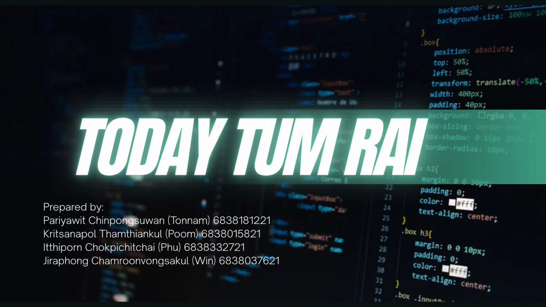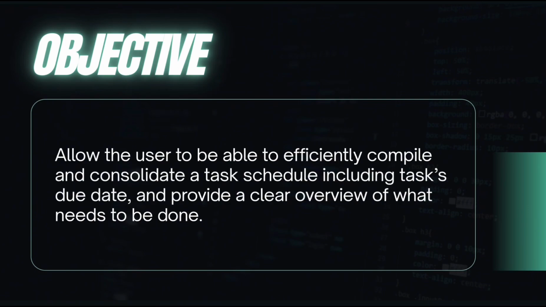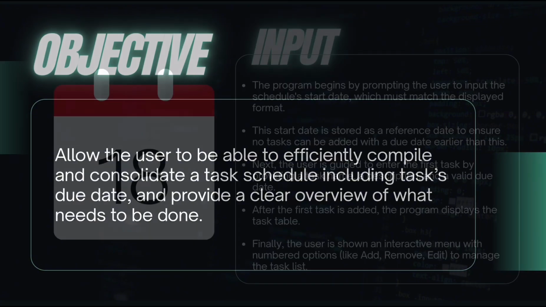Our group consists of 4 members, including Tamnan, Poon, Poo, and Win. The objective of our project is to allow the user to efficiently compile and consolidate a task schedule, including task due dates, and provide a clear overview of what needs to be done.